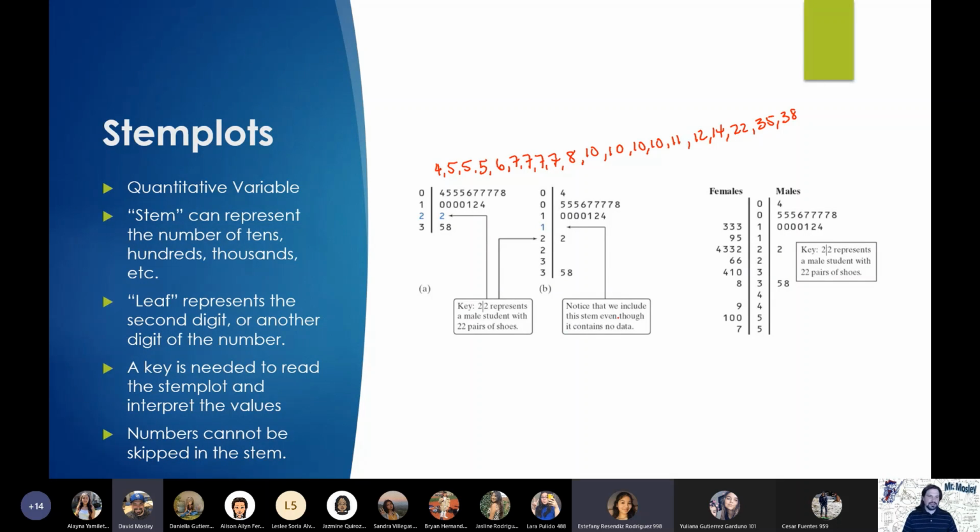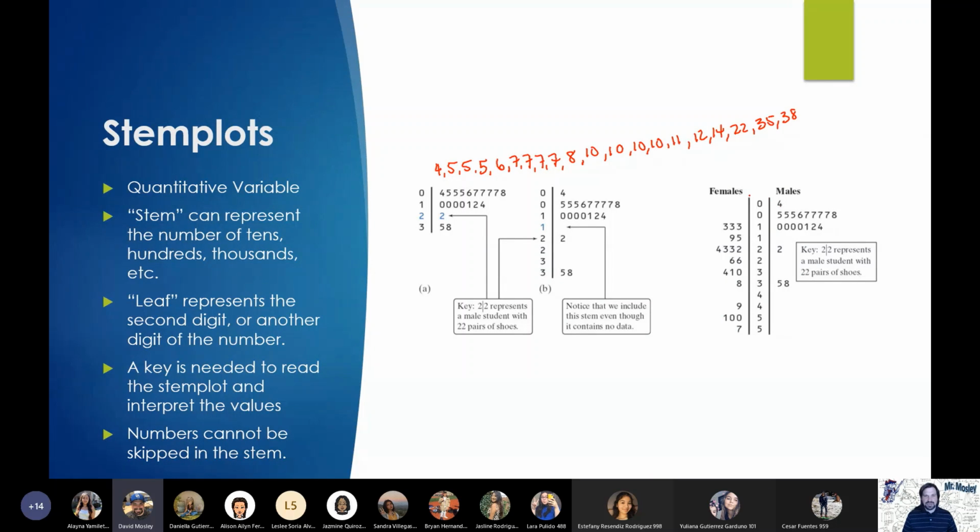Thank you. And then stem plot B is called a split stem. Instead of putting all of the ones without tens, like the 4, 5, 6, 7, 8, 8, in one row, you split them in half. So 0 to 4 goes in the first row for that stem, and 5 to 9 goes in the second row. It helps split it up a little bit so you can see the distribution a little easier.